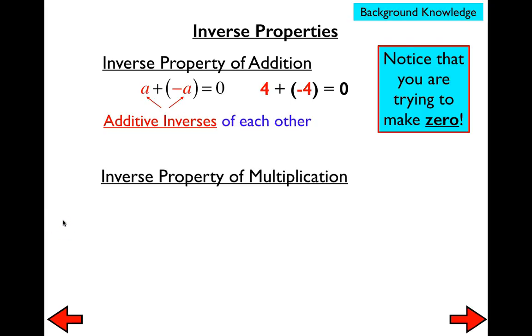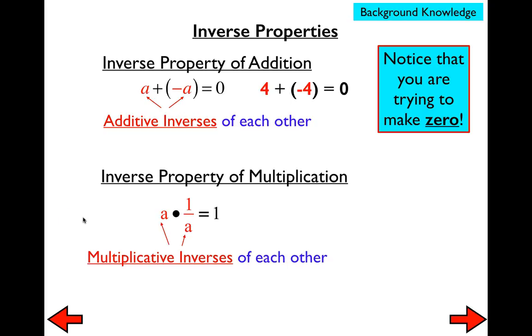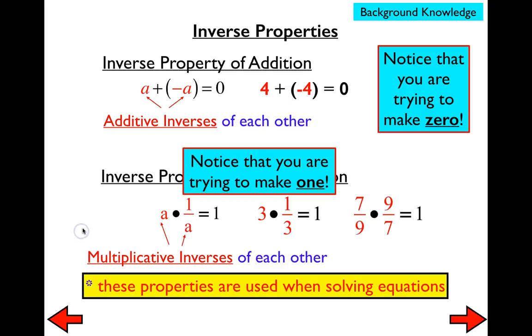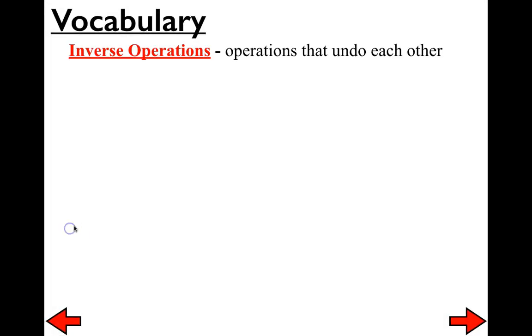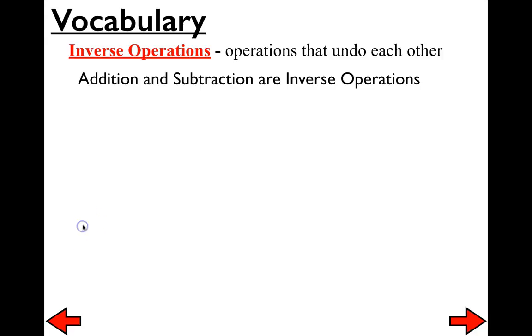Then we have the inverse property of multiplication. It's basically the reciprocal. So here we have a and 1 over a. These are multiplicative inverses. So notice here, you're making 1. Okay, we're definitely going to be using these properties when we're solving equations. So vocabulary, first is the inverse operations, which are operations that undo each other.